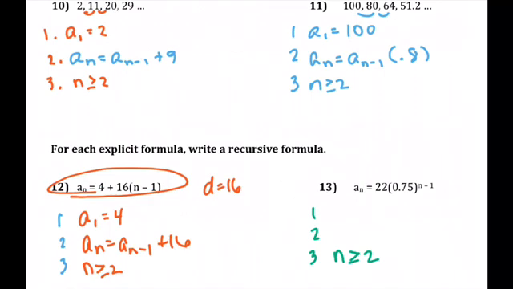Okay, who can tell me what a sub 1 is? What is a sub 1? Kimberly. A sub 1 equals 22. All right, who can tell me what's happening every time? Michael? And that's my r, right? So when I write my formula, I write a sub n equals a sub n minus 1. You see it always starts the same. And then we're going to say times 0.75, and that's all. No exponents or anything. Because you take the term that comes before it, multiply by 0.75, that's how you get the next one. Okay?